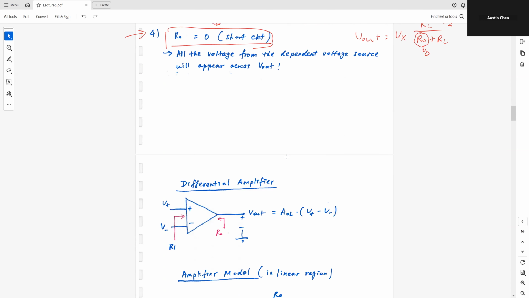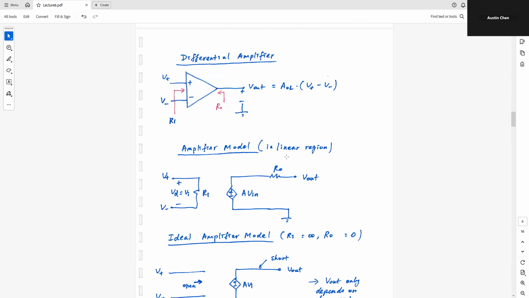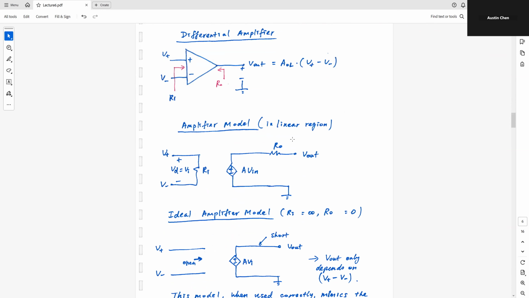And now let's do a quick summary here. Just look at the model again. For the differential amplifier, I have this triangle here, 2 inputs and 1 output: V plus, V minus and V out. Looking into these two terminals at the inputs, I have my input resistance, which I call Ri. Looking back into this tip of the triangle, I have this RO, which is my output resistance. And ideally, my V out should be equal to AOL times V plus minus V minus.